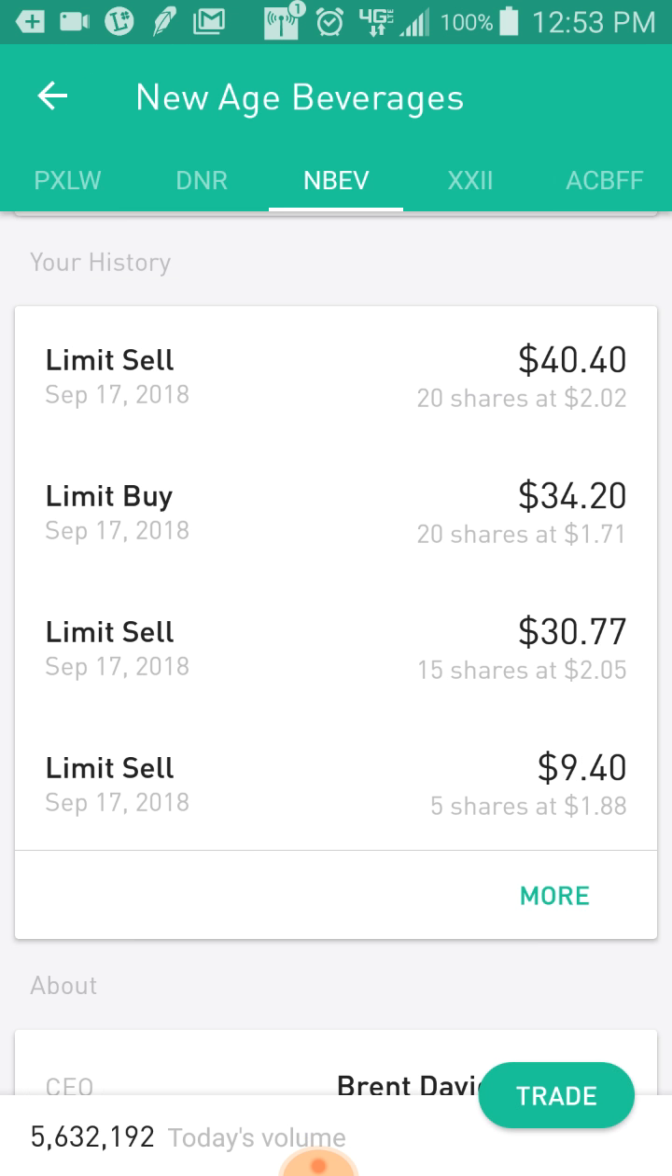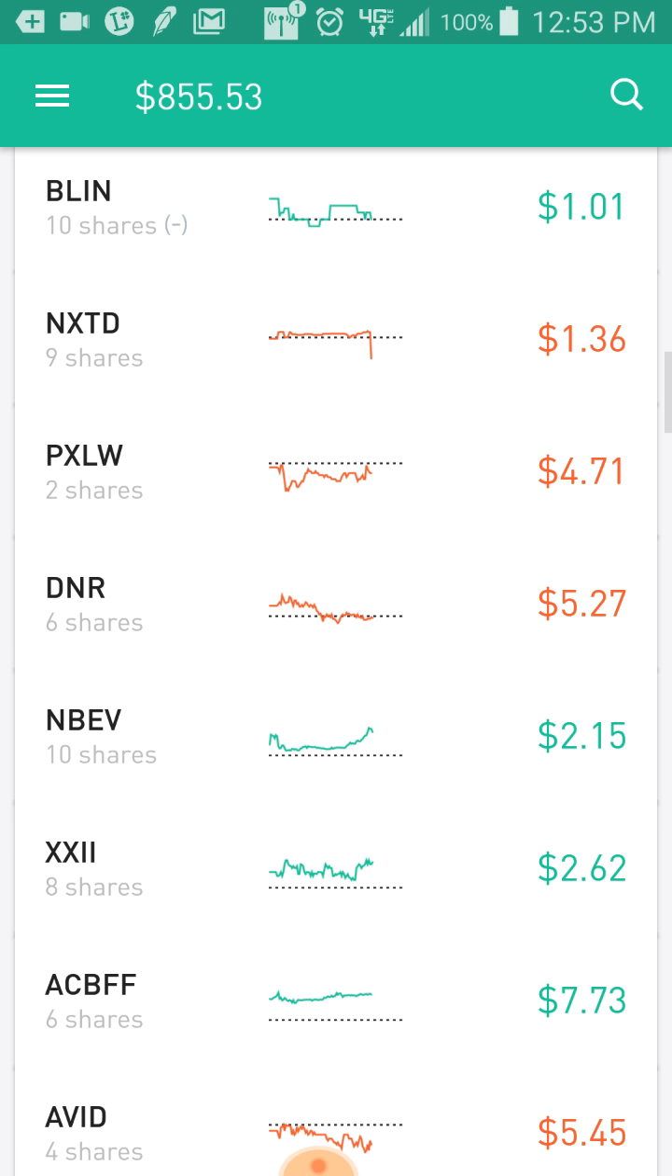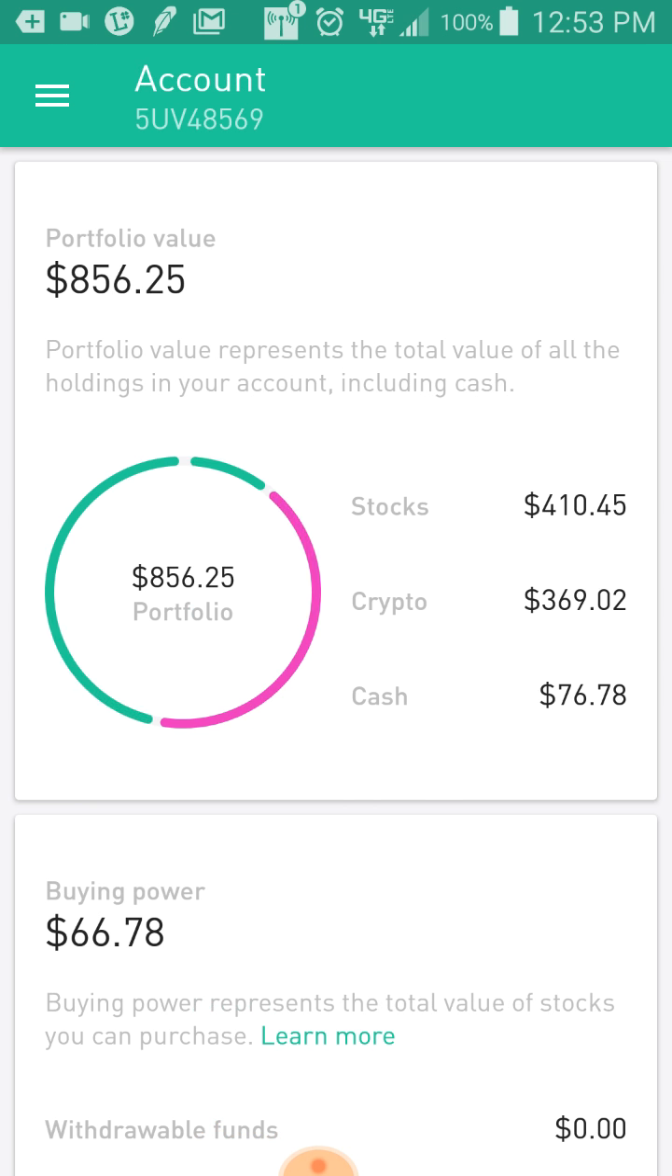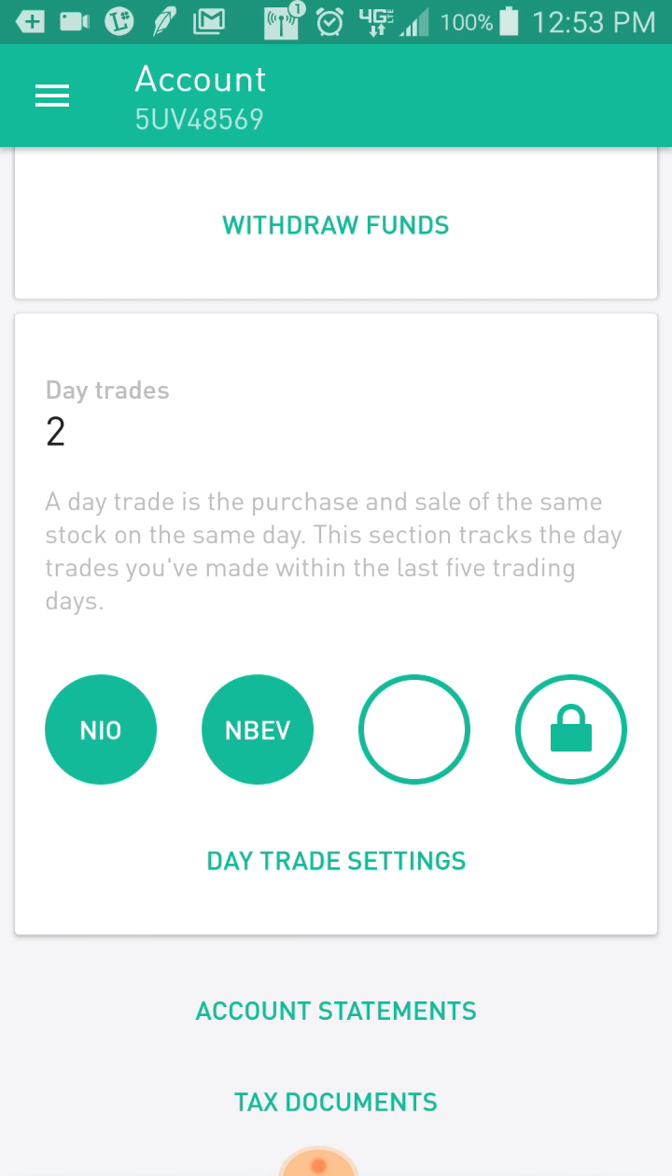To be able to do that, it's called day trading. So that's what I did with that stock: I day traded it. And we'll go right here to my account. You're only allowed 4 day trades per week on Robinhood. Actually, you're only allowed 3. On the 4th, your account gets locked. So you want to make sure that you don't go over that.